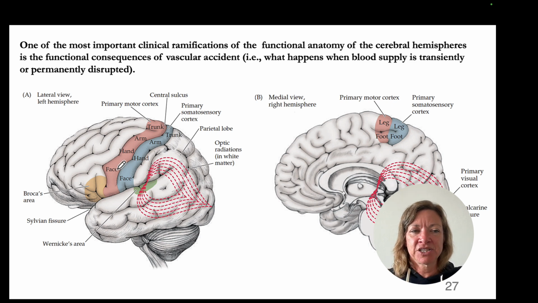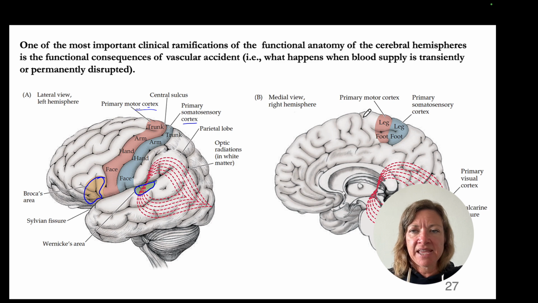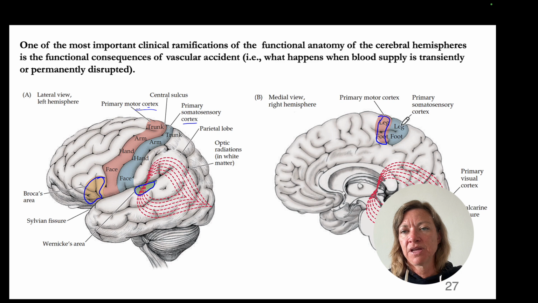This diagram illustrates some of the biggest functional bits of cortex that we use to talk about deficits after stroke. We have Broca's area, the expressive speech center, Wernicke's area, the receptive speech center, and of course the primary motor and primary somatosensory cortices, all visible in the lateral view of the cortex. In the medial view, we have the paracentral lobule, which contains both motor and somatosensory representation of the lower extremities.